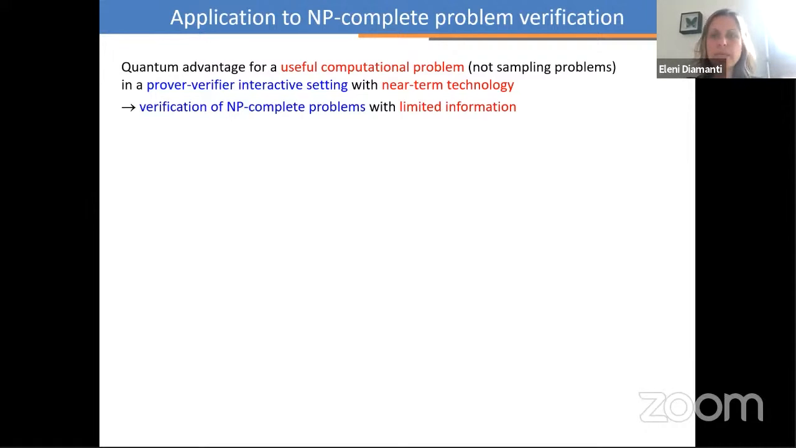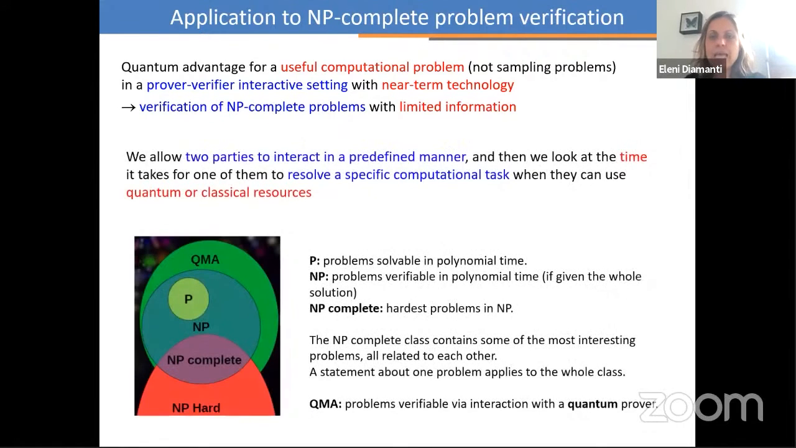To do this, we used the verification of NP-complete problems with limited information. Let me go back a little bit to the basics and explain what I mean by this, to understand why this is important and why these problems are interesting. This interactive setting is basically what we do. We're in a communication framework. As I said, it's not a standalone machine that needs to solve a problem. We're in a communication setup where we allow two parties, the prover and the verifier, to interact in a predefined manner. And then we look at the time that it takes for one of them to solve a specific computational task. So this is indeed a computational advantage in the sense of time, that they can obtain with classical or with quantum resources.